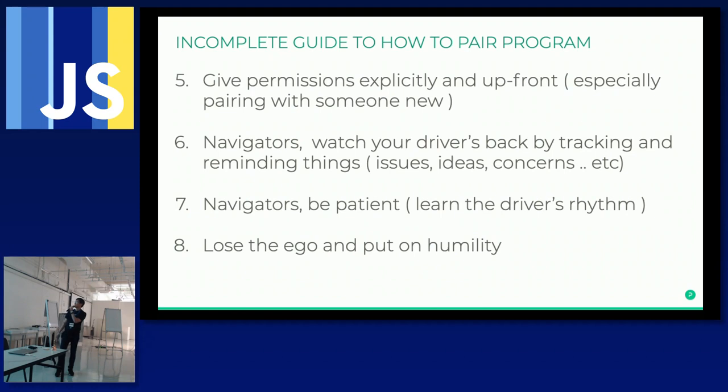Point number five, give permissions explicitly and upfront, especially if you're pairing with someone new. I notice among us, there are some people who know each other, so that can be easy. But if you're pairing with someone new, that person may not know how you work and you don't know how the person works. You can consider telling upfront what you're comfortable with, what you're not comfortable with.